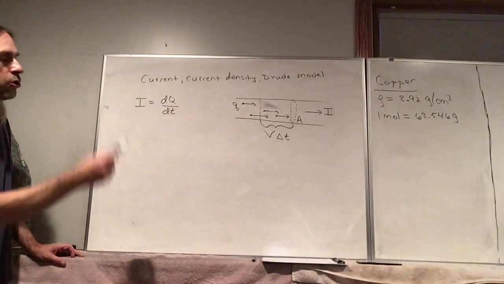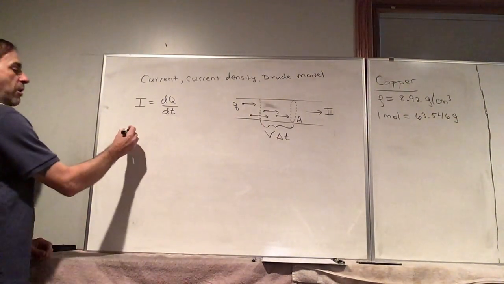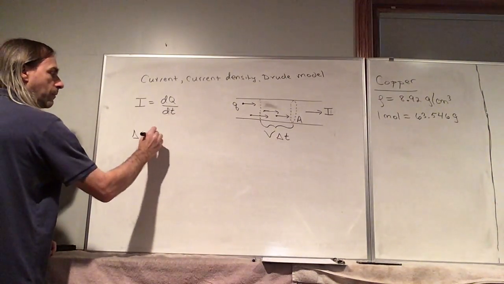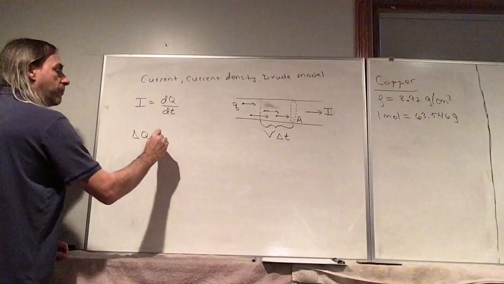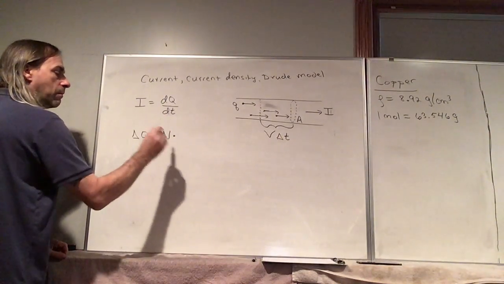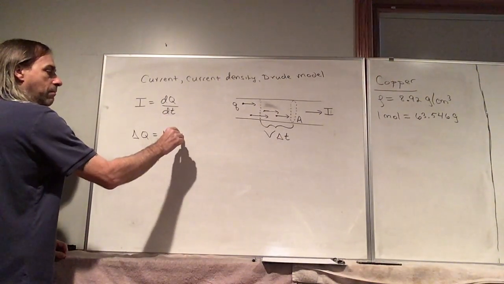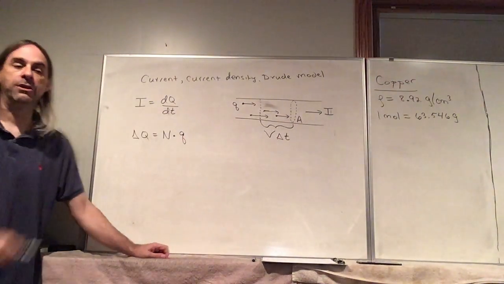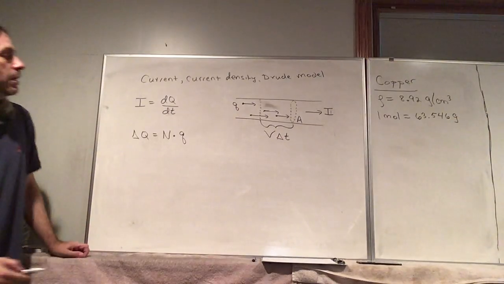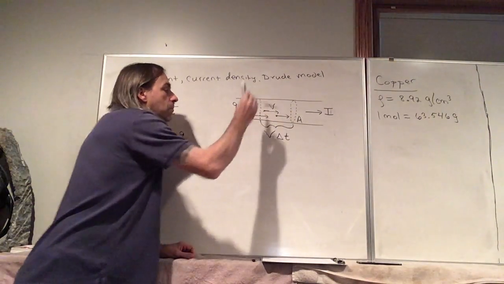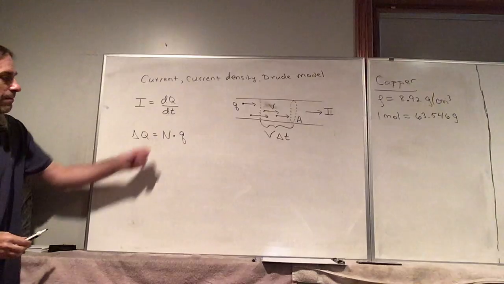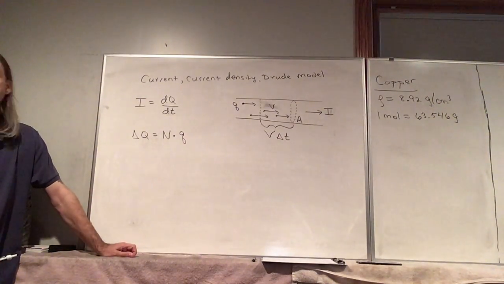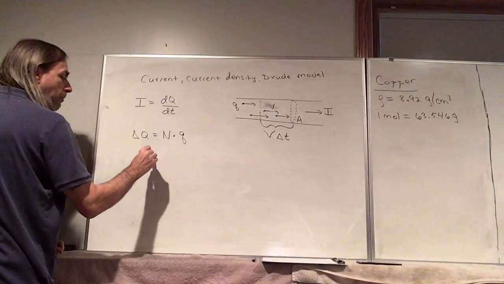And so we can say the total charge that passes the surface, let's call that delta Q, would be the number of charges times Q. Q is the charge of a single moving particle. So we have to find out how many charges are crossing that surface. And we can write it this way.